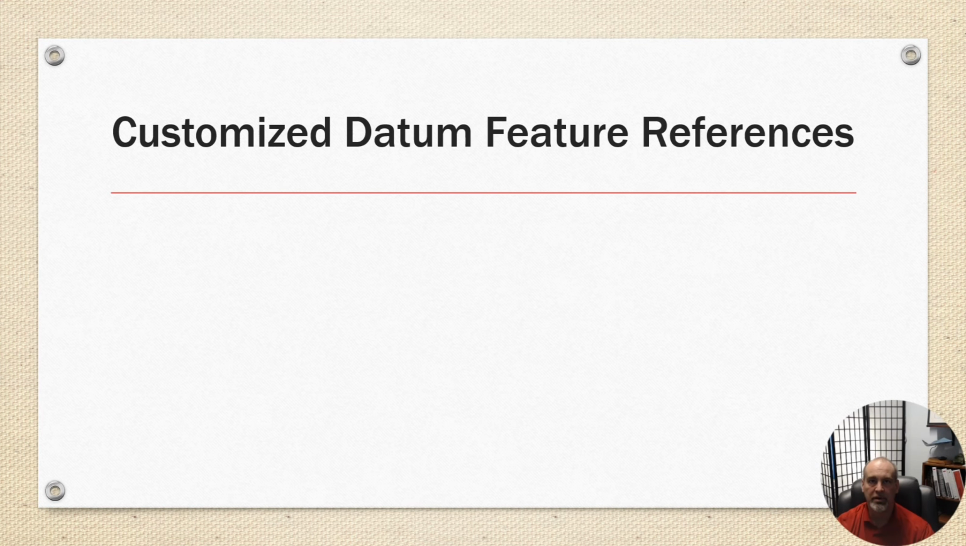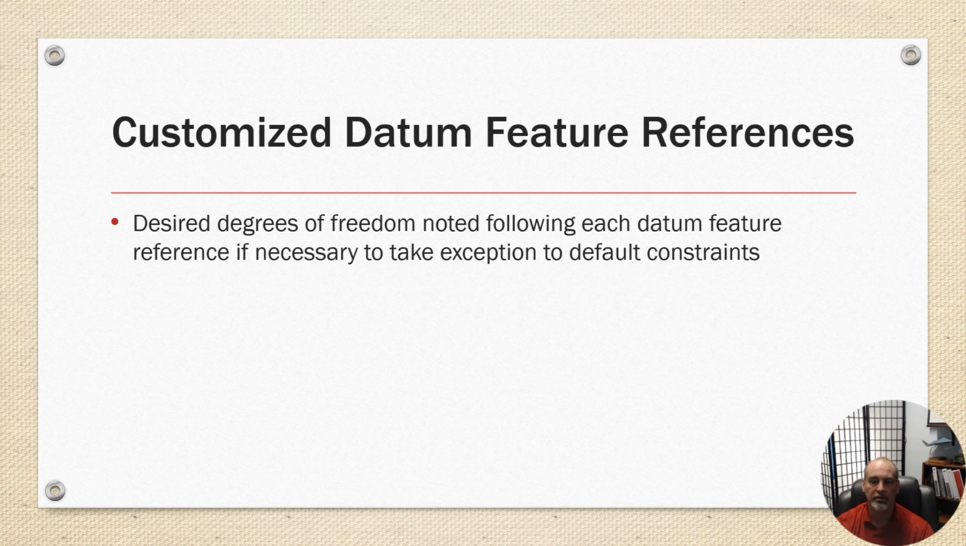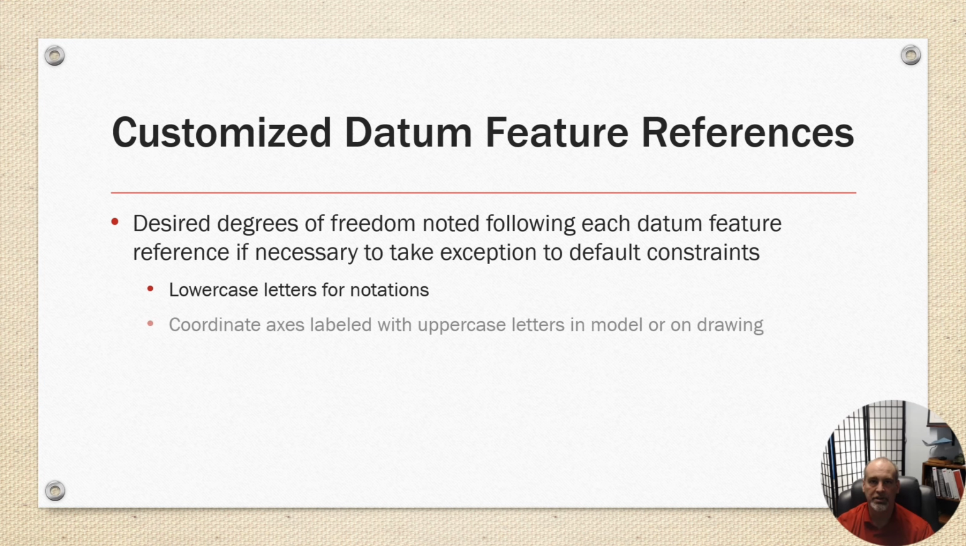Okay, customize datum and feature references, with their desired degrees of freedom noted following each datum feature reference, if necessary to take exception to default constraints. Lowercase letters are used for notations, and coordinate axes are labeled with uppercase letters in the model or drawing.